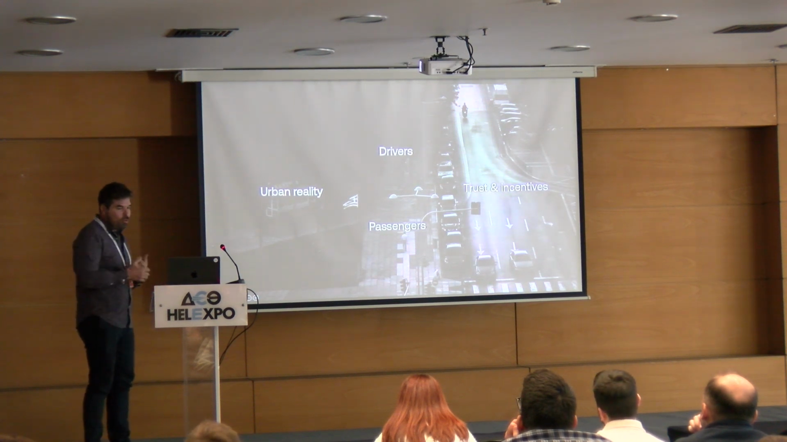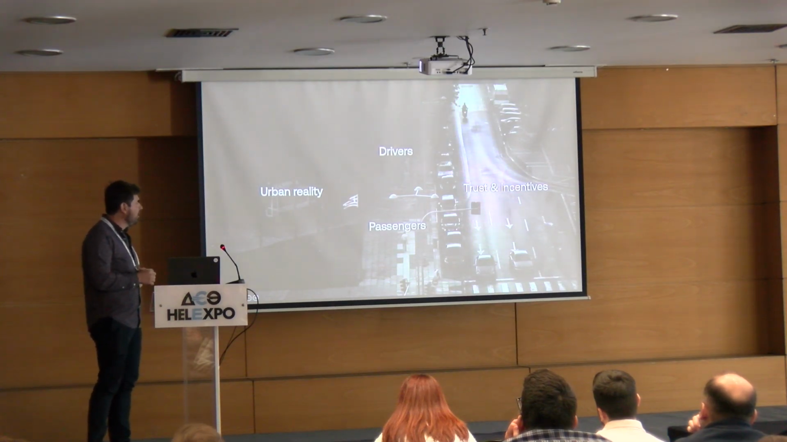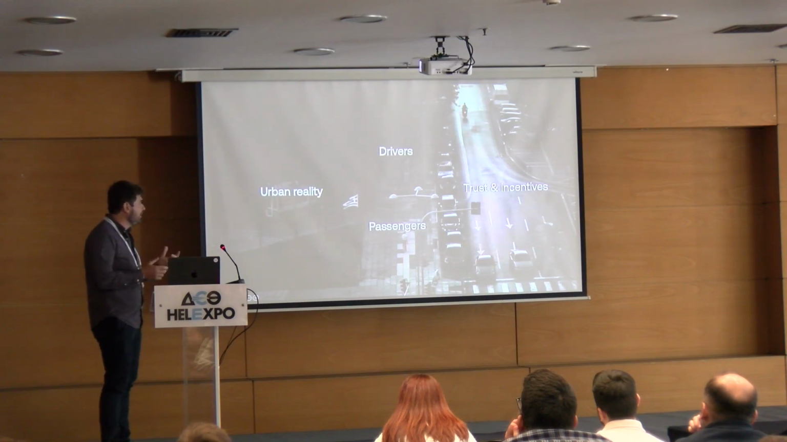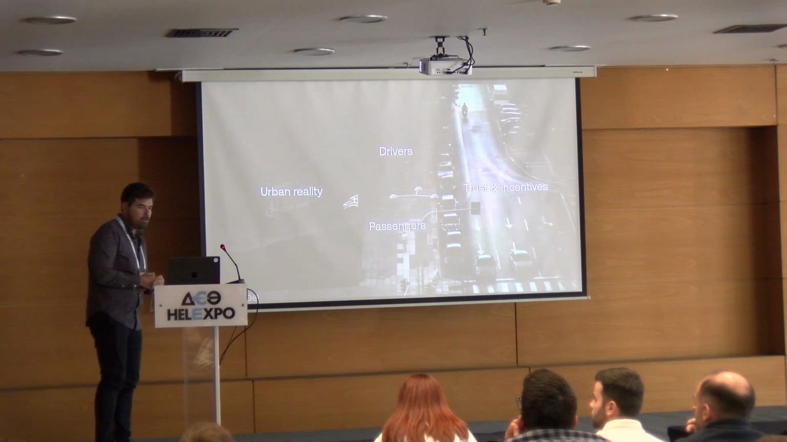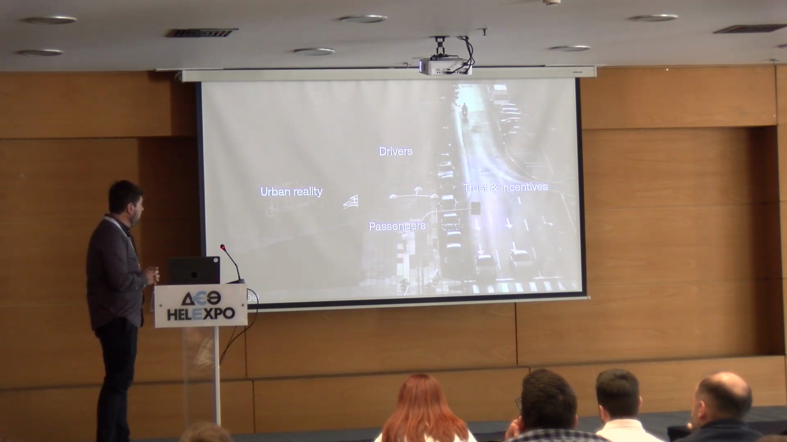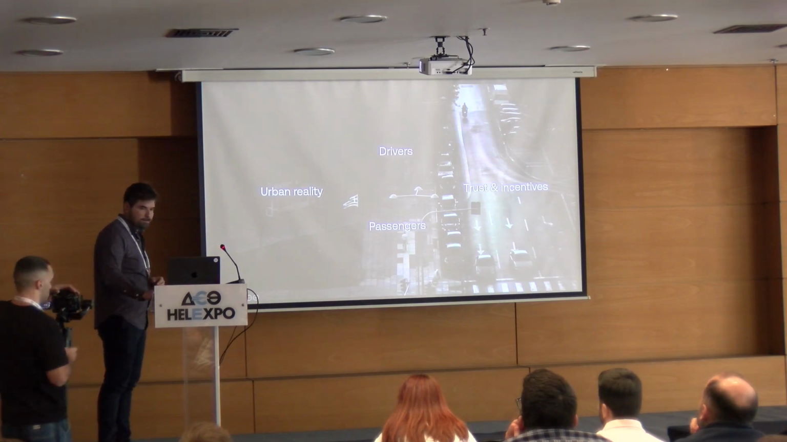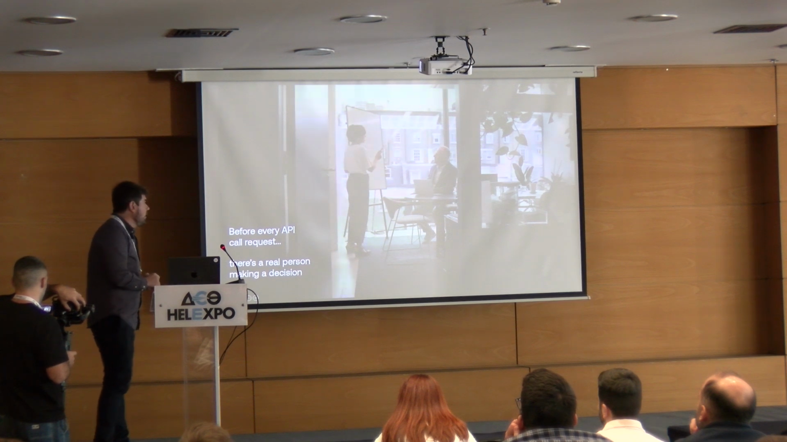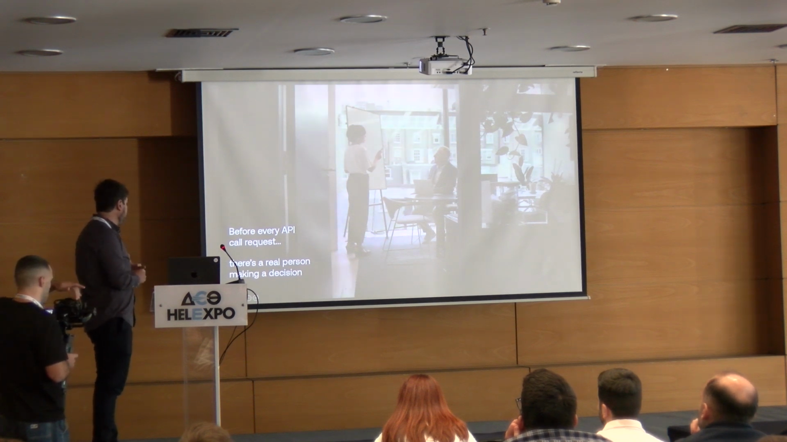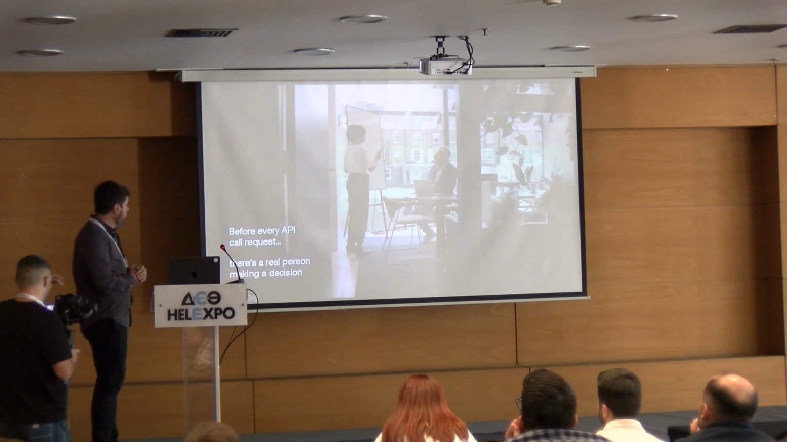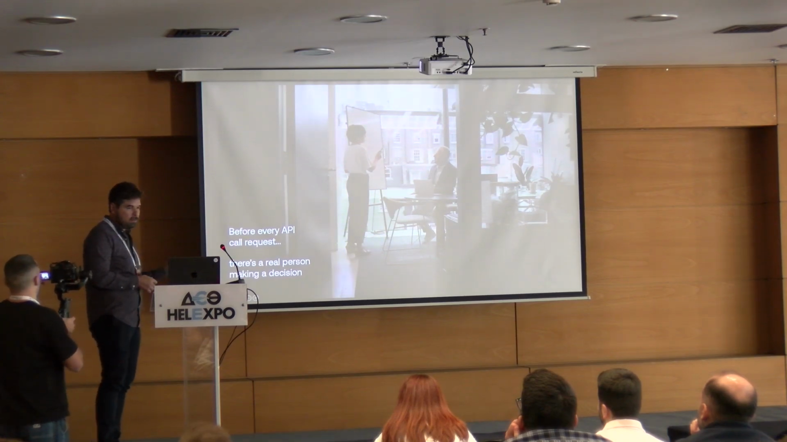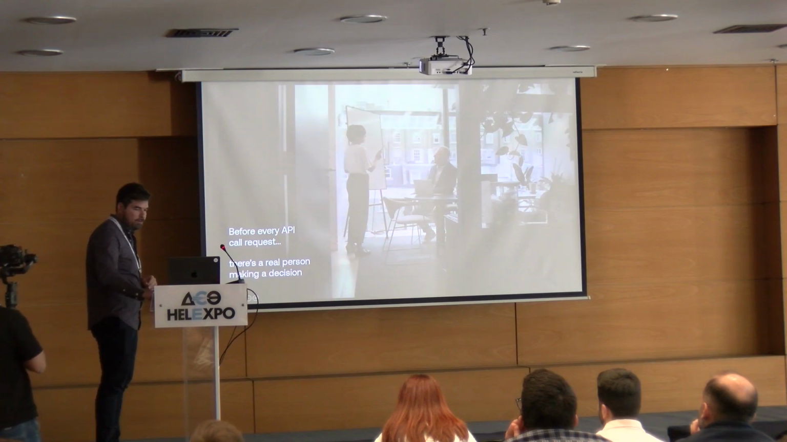So, you have to account for things that are extremely difficult to model with code, let's say. So you have driver and passenger behavior, human behavior, the urban reality in which you operate, of course, and trust and incentives. As we say in Karoot, again, before every API call that you make, there's a real person making a real live decision.